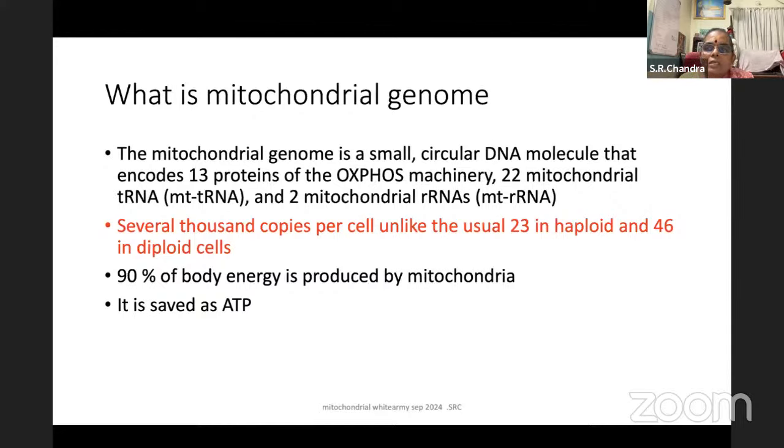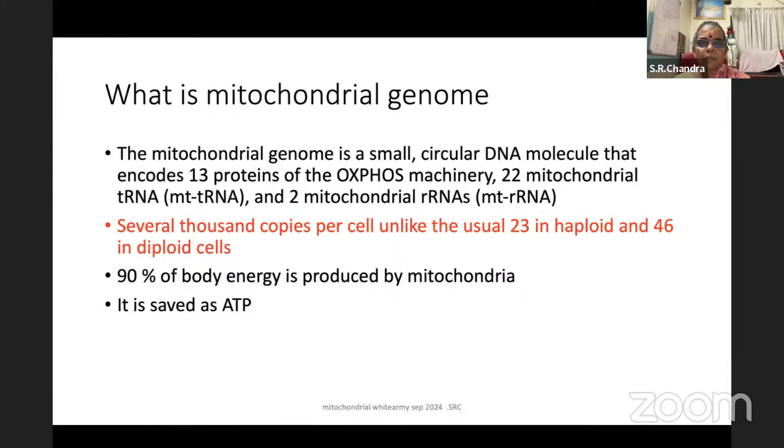So what is this mitochondrial genome? The mitochondrial genome is a small circular DNA. We know that nuclear DNA is not circular, and this is a circular DNA, and it encodes 13 proteins of the OXPHOS system and 22 mitochondrial tRNA and 2 mitochondrial rRNA. So this constitutes the mitochondrial genome. It's a ring shaped molecule, and unlike the nuclear DNA, which is always seen in the nucleus, it is seen in the cytoplasm, and it codes for 13 proteins of the OXPHOS machinery, that means oxidative phosphorylation machinery, and 22 mitochondrial tRNA and 2 mitochondrial rRNAs.